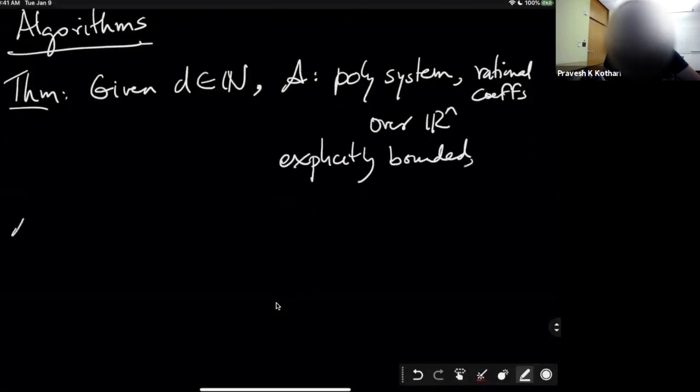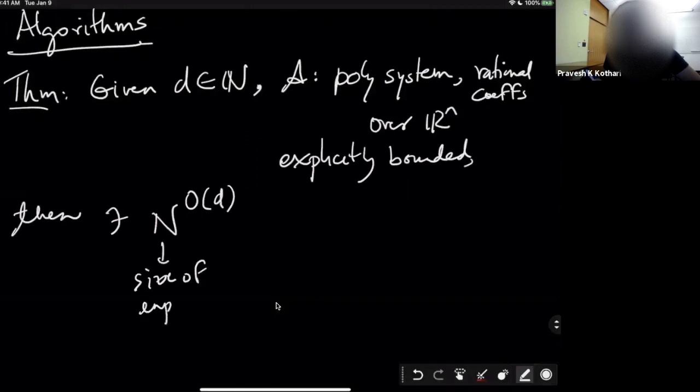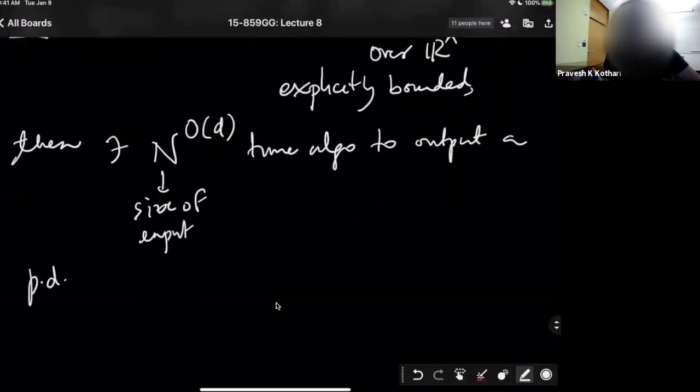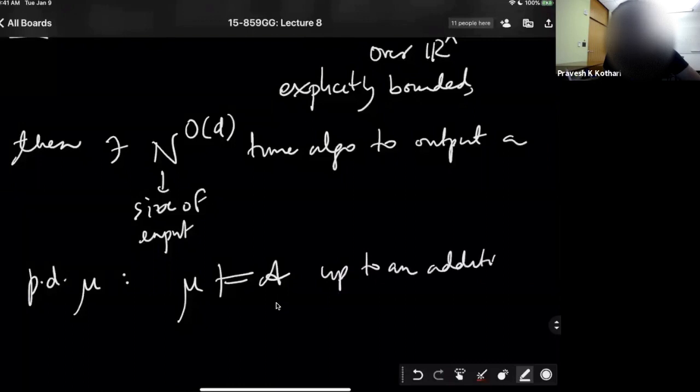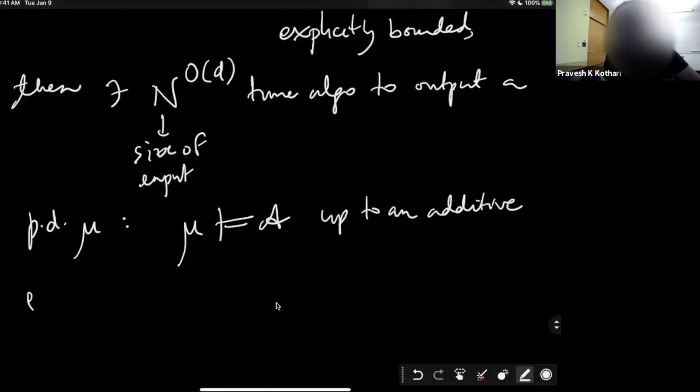Then there is an N^O(d) time algorithm, where N is the size of the input, so this includes bit complexity, to output a pseudo distribution mu such that mu satisfies A up to an additive error of 2 to the minus n.